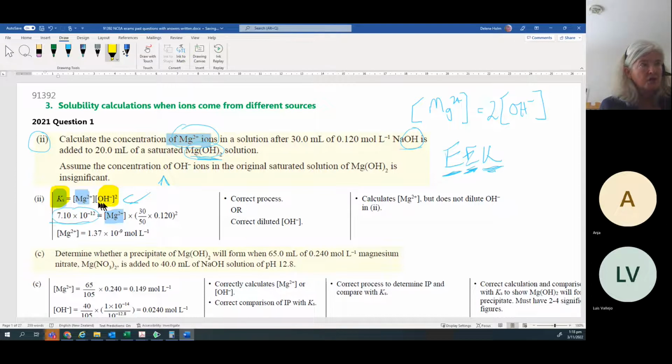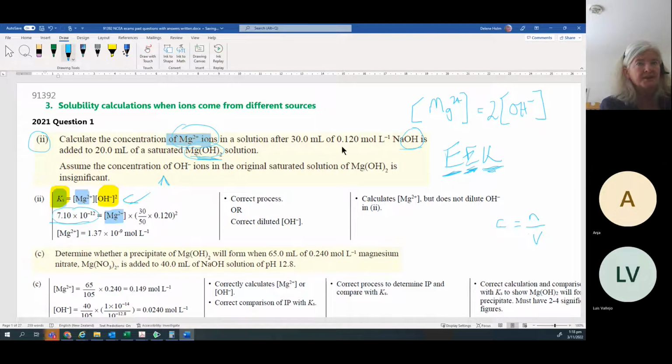So how do I know what OH minus is? The first thing is you look for a concentration, and then you look to see if there's any change in volume, because a change in volume will affect concentration. Because hopefully you know that C is equal to n over V. So I might have had the concentration the same, but then if I change the volume, I'm going to be changing the concentration.